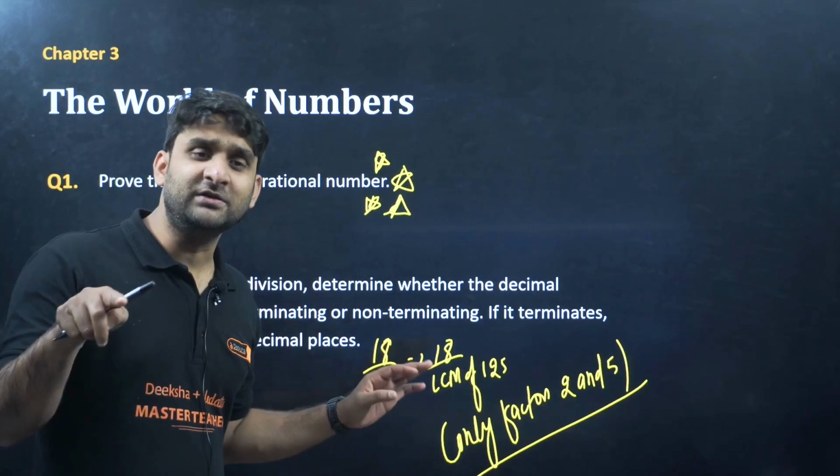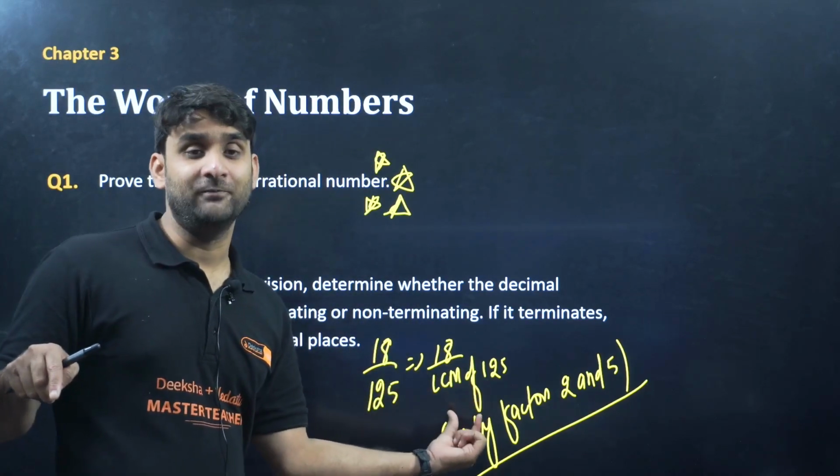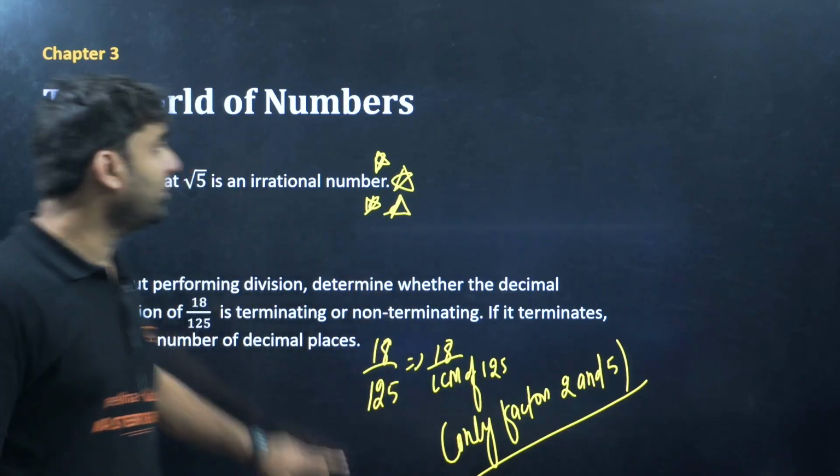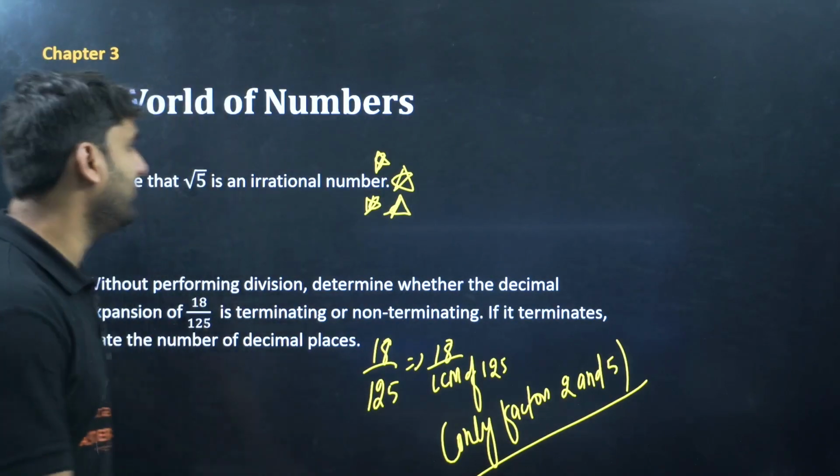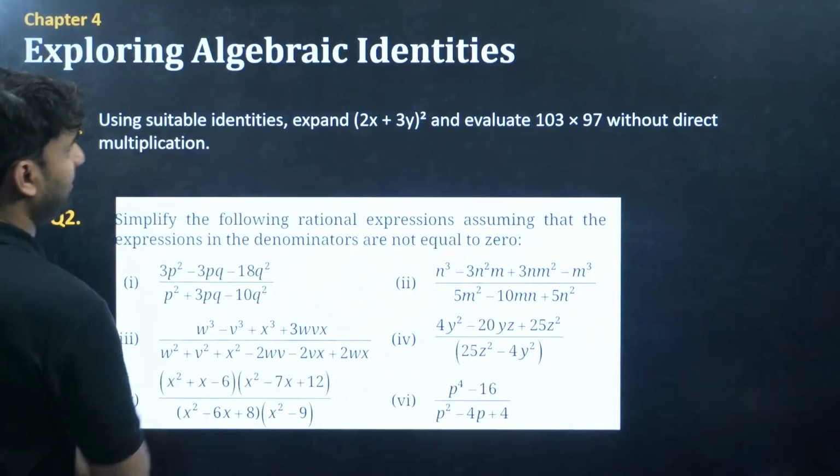So what you need to do, guys, is take the prime factorization of 125. If only 2 or 5 is there, or if 5 is there, it can also be prime. It will be terminating. Okay, moving ahead.